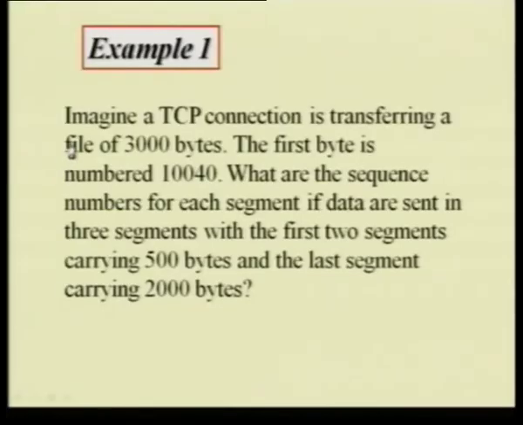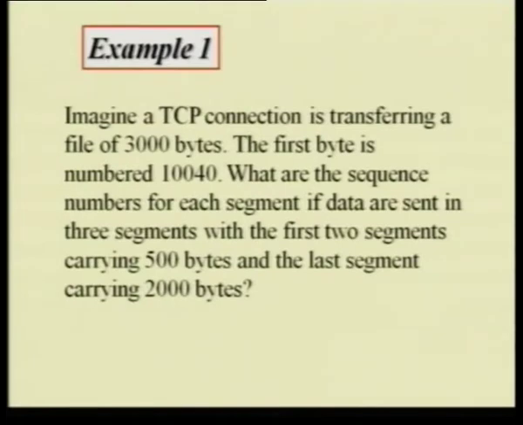Let's take a quick example to understand how the sequencing is done. Imagine a TCP connection is transferring a file of 3000 bytes. The first byte is numbered 10,040. I told you that TCP uses random numbers to start the sequencing, so let's assume that the first byte of this particular sequence starts at 10,040.